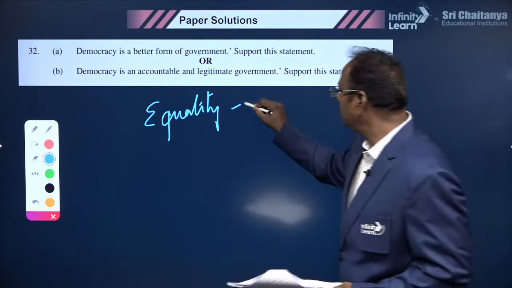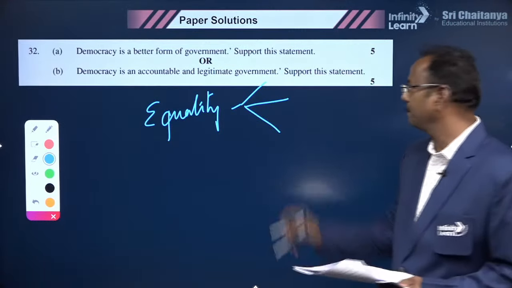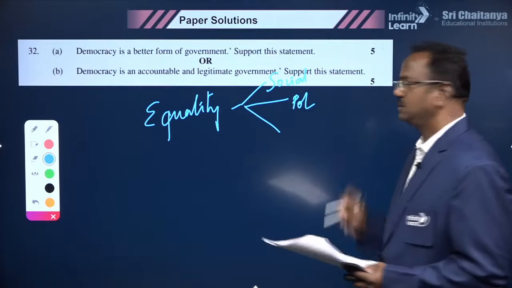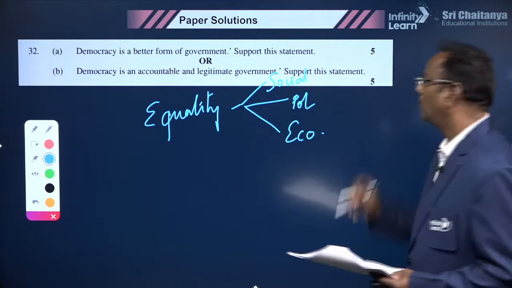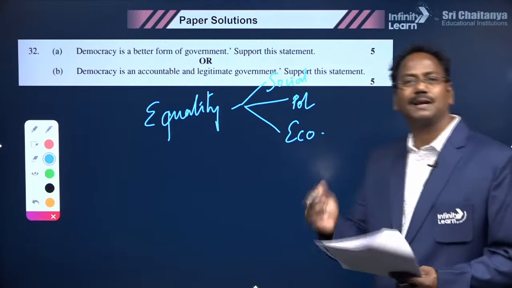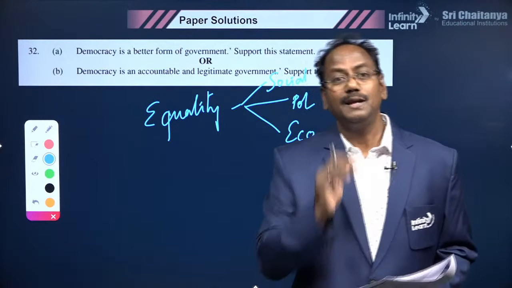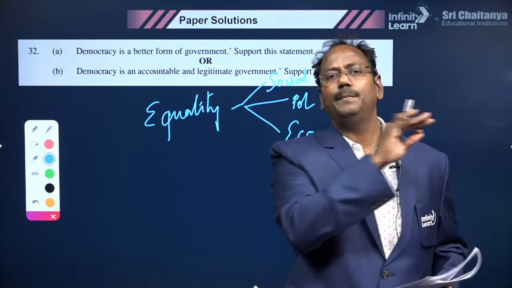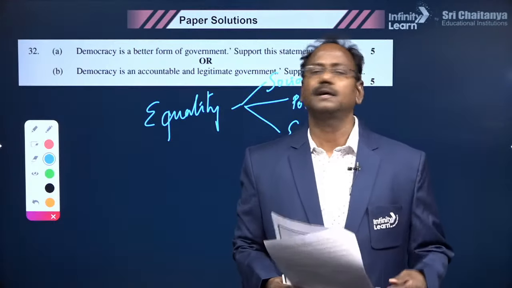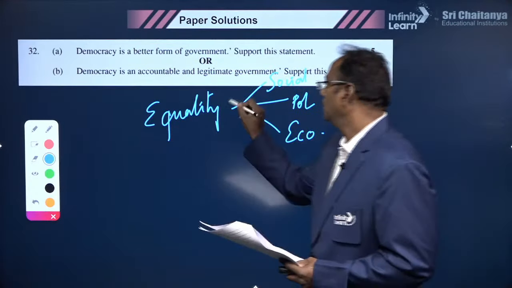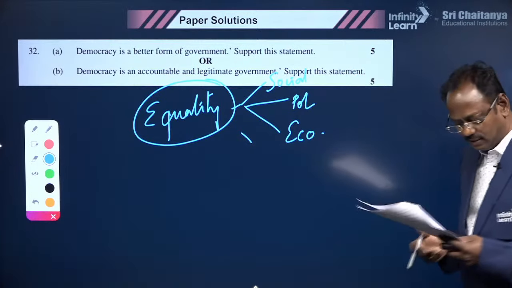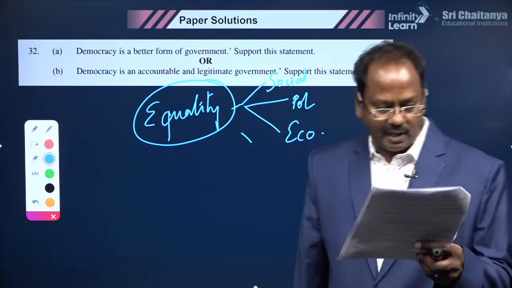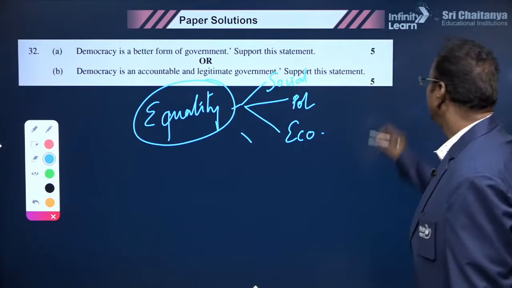So what kind of equality here? If you see the three levels of equality: social equality, political equality and economic equality. In all these areas, there is a guarantee for the citizens, at least a minimum guarantee. But this kind of guarantee can never be given in dictatorships or any other kinds of government. So most people enjoy equality in all these areas. This is the first point we could explain on why democracy is better than other governments. And the next one, dignity.